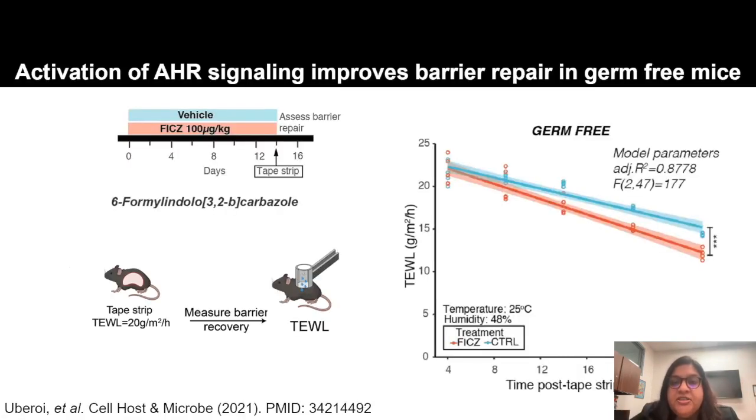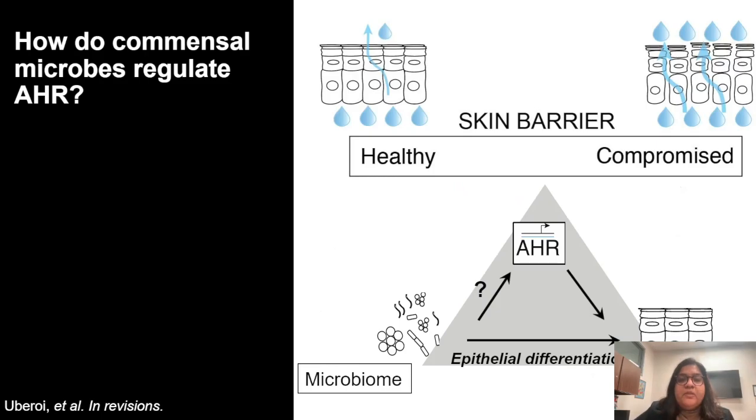But what was interesting was that activation of AHR signaling actually improved barrier recovery in germ-free mice. This basically suggests that indeed AHR could be a way by which we could repair skin barrier defects in germ-free mice. But the question is, how do commensal microbes regulate AHR signaling, which seems different in these mice?